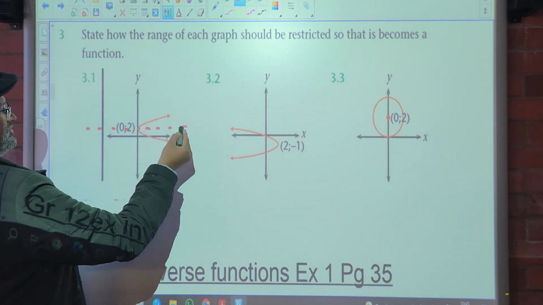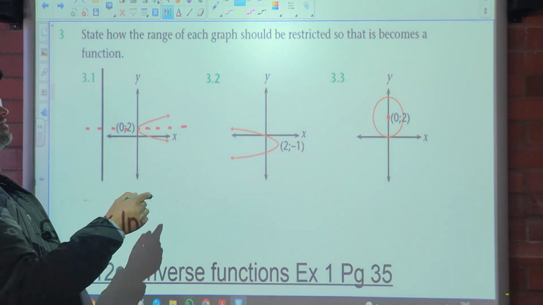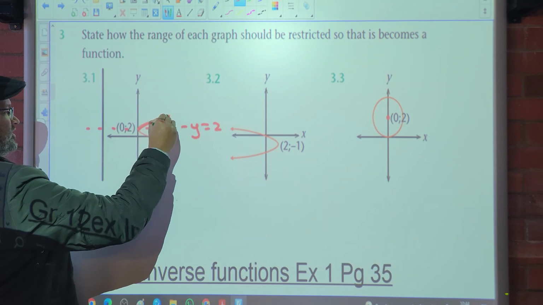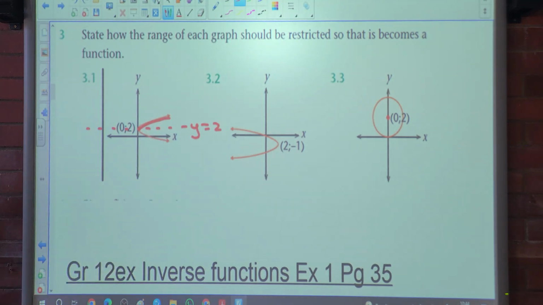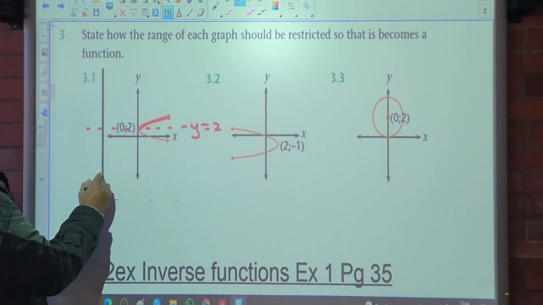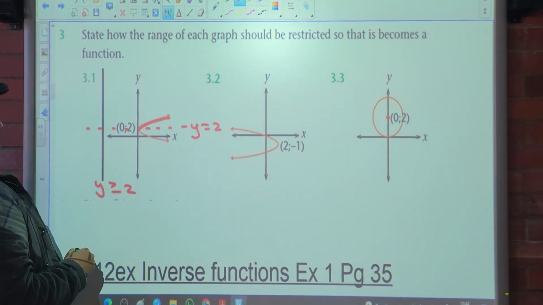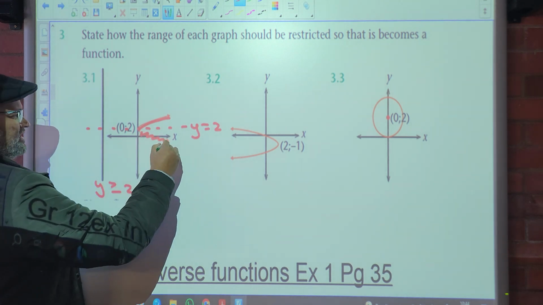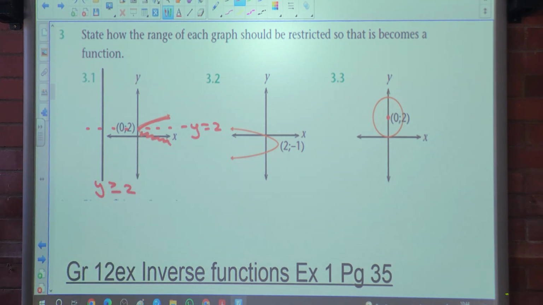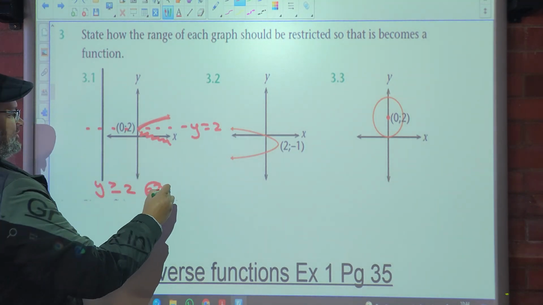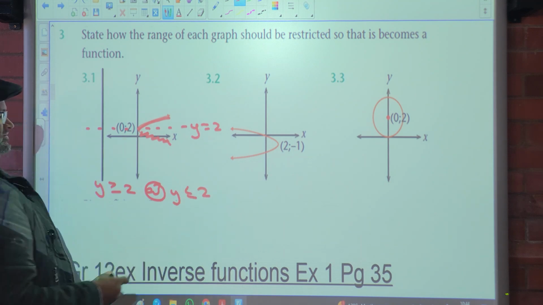Not 2. X equal to 2. Y is equal to 2. So if I take only this part of the graph, would it be a function? Yes, it will pass the vertical line test. So how can we restrict that? We then say y is greater than or equal to 2. Or if I took that into account, would that pass the vertical line test? Only this part here. Yes. So you say that or y is less than or equal to 2.